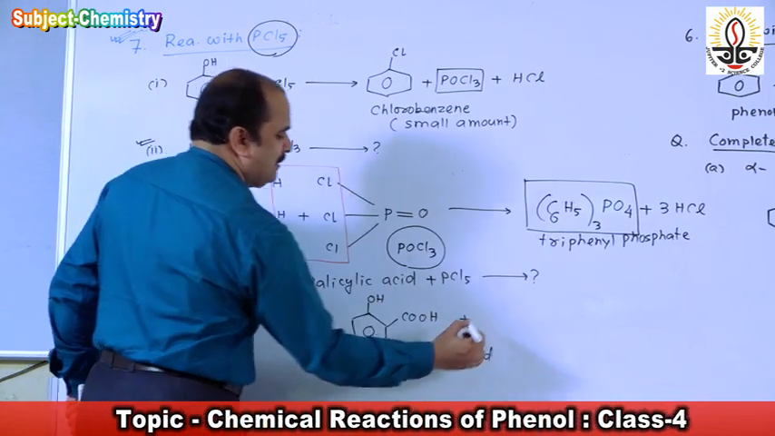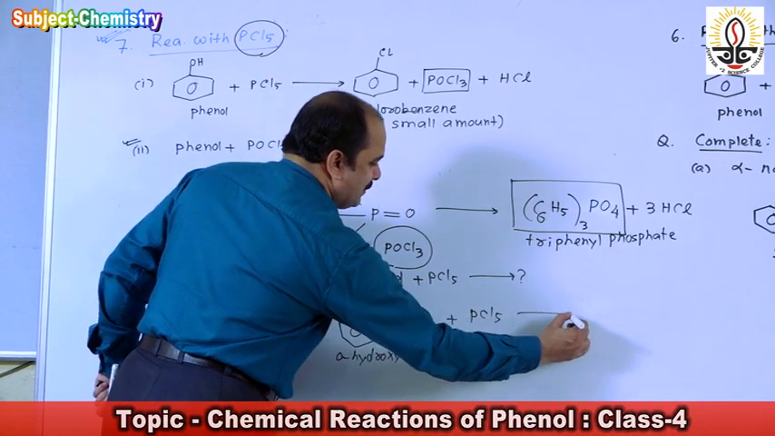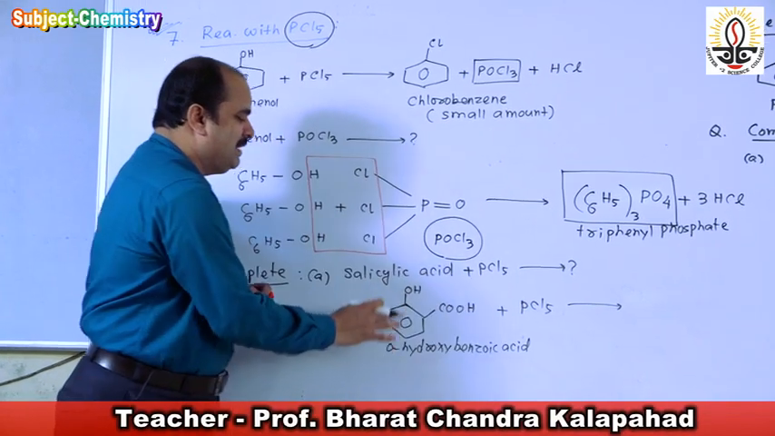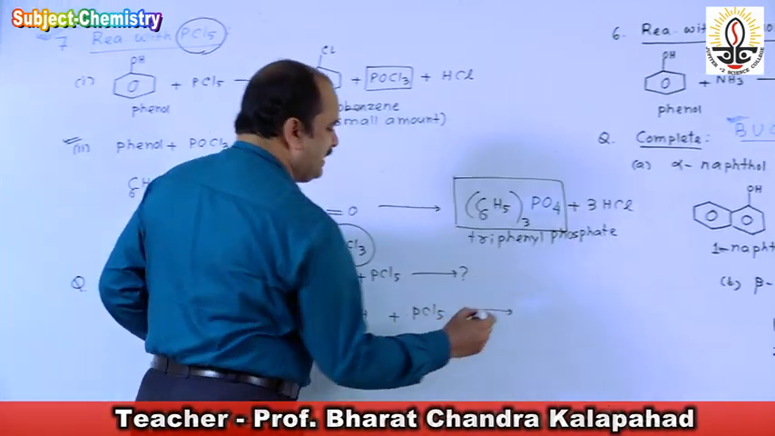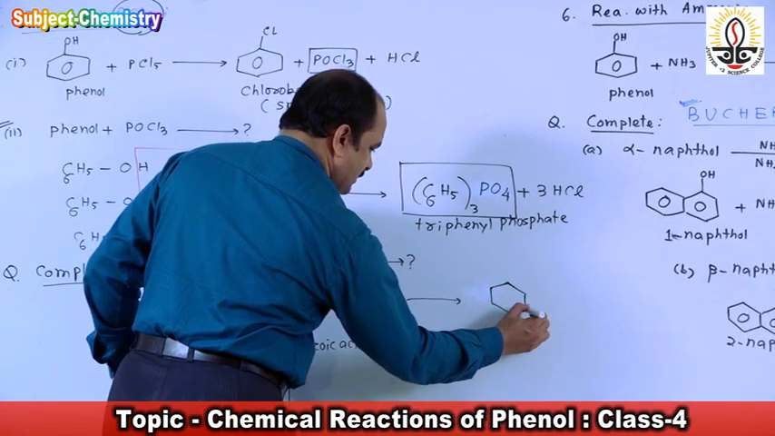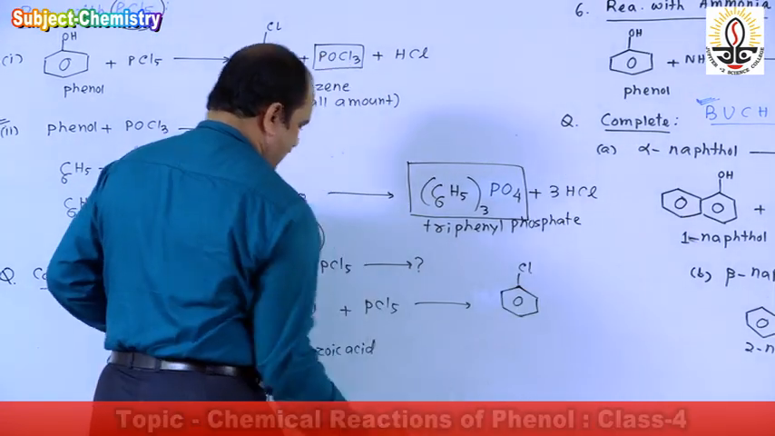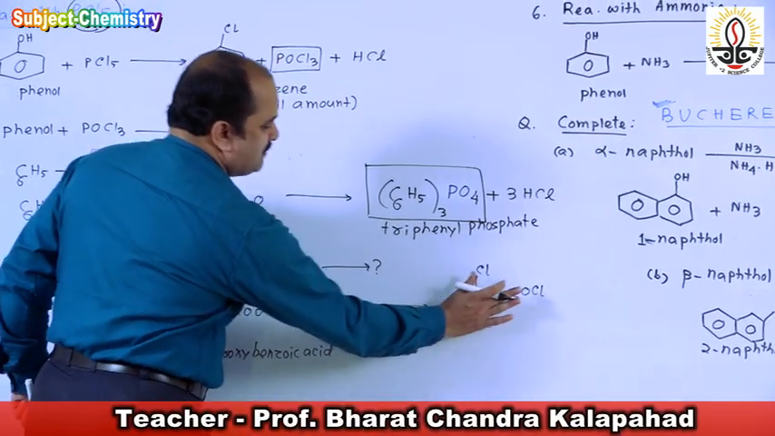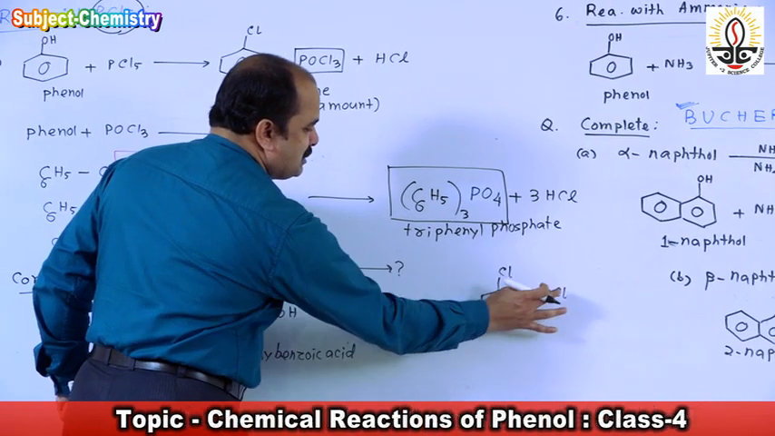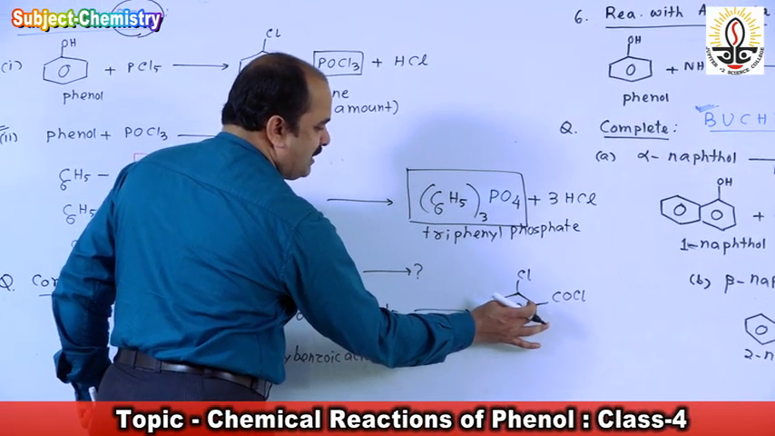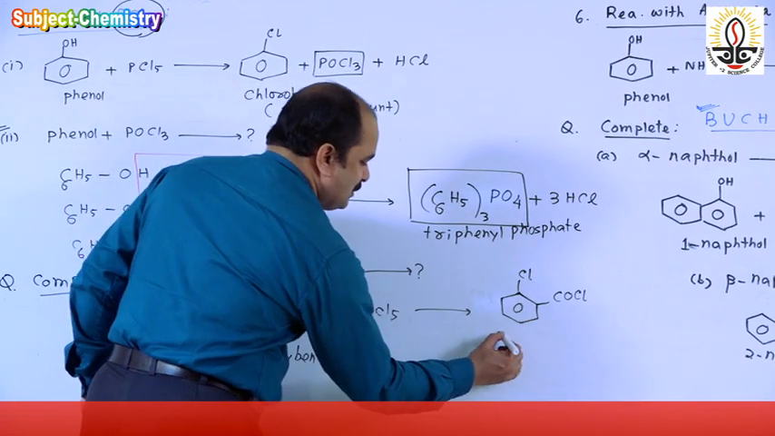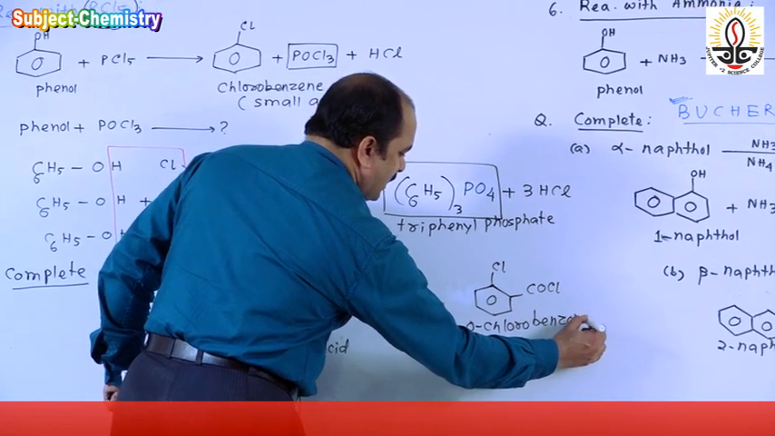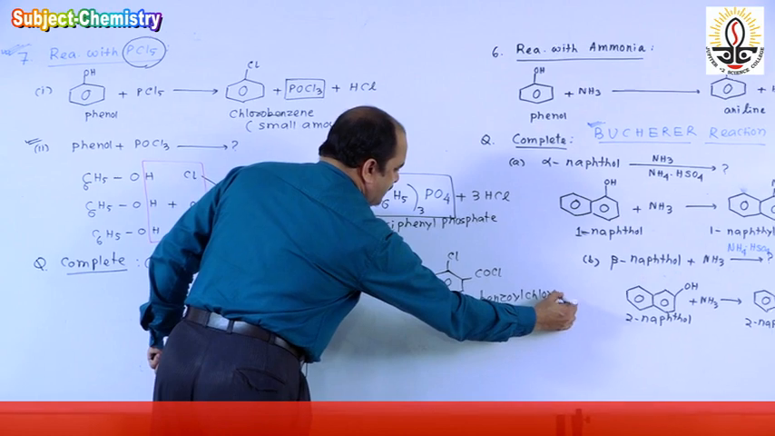When it reacts with PCl5, PCl5 reacts with the acid group as well as the OH group. So the final product has Cl here, and also COCl here. COCl is the main product. COCl is benzoyl chloride. With respect to benzoyl chloride, chlorine is at the ortho position, so it is orthochloro benzoyl chloride. Orthochloro benzoyl chloride is the main product.